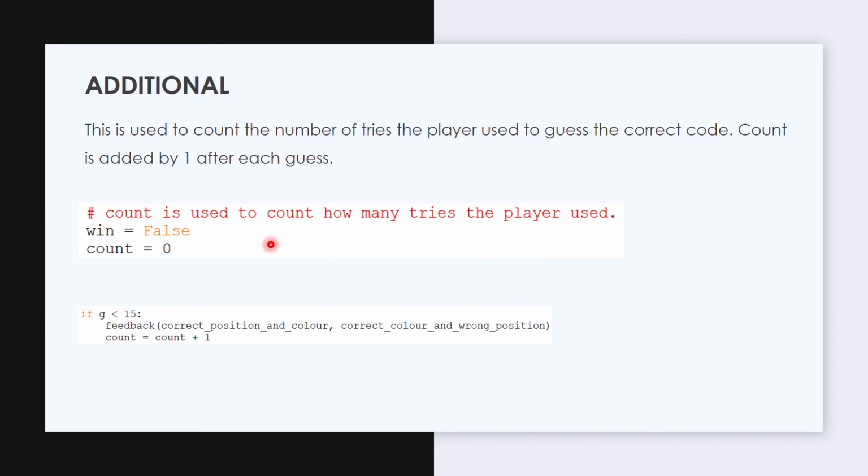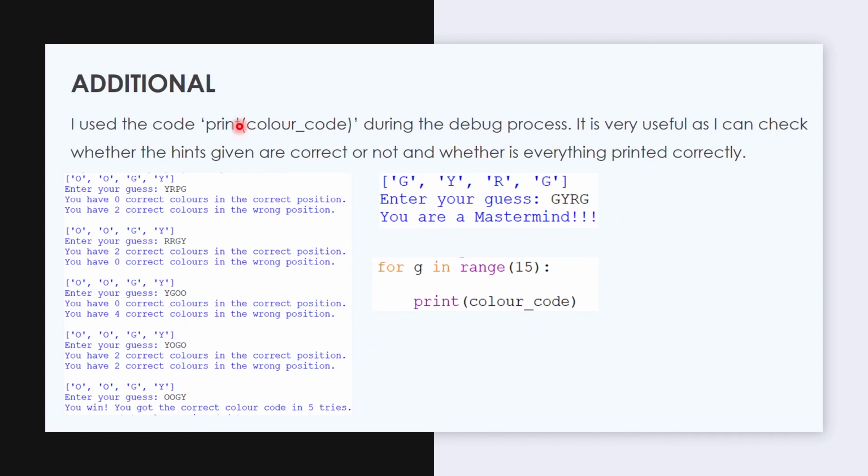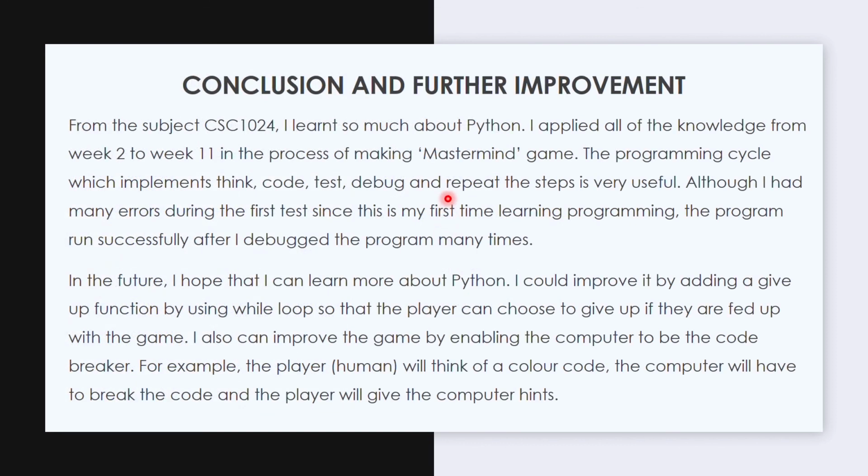This is used to count the number of tries the player used to guess the correct code. Count is added by 1 after each guess. Moreover, I use print color code during the debug process. It is very useful as I can check whether the hints given are correct or not and whether everything is printed correctly. For example, I can check whether "You are a mastermind" is printed or not if the player guesses the correct code in one try only. This allowed me to do so because it is almost impossible for me to guess the correct code in one try only.